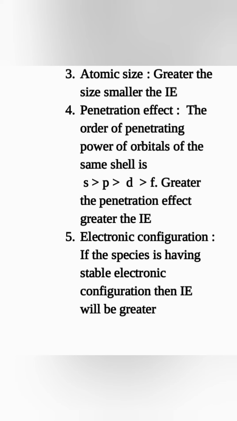Then the fourth factor is the penetration effect. The order of penetration power of orbitals of the same shell is s greater than p greater than d greater than f. Greater the penetration effect, greater is the magnitude of the ionization enthalpy. And the last one is electronic configuration. If the species has a stable electronic configuration like d5, d10 or d0 configuration, then the ionization enthalpy will be greater. So these are the 5 factors.